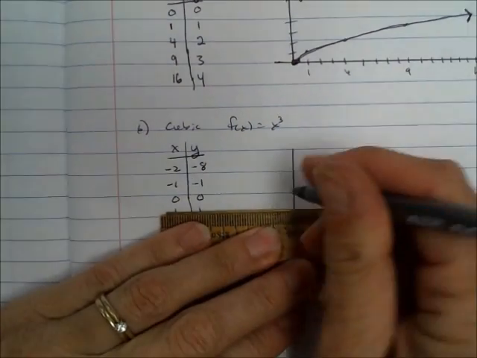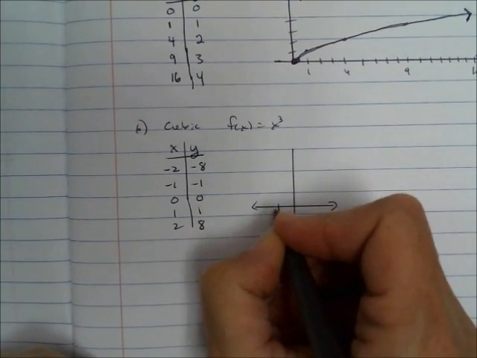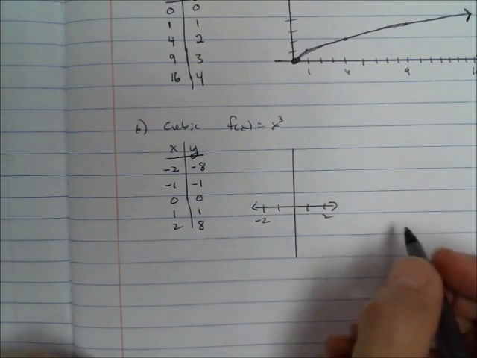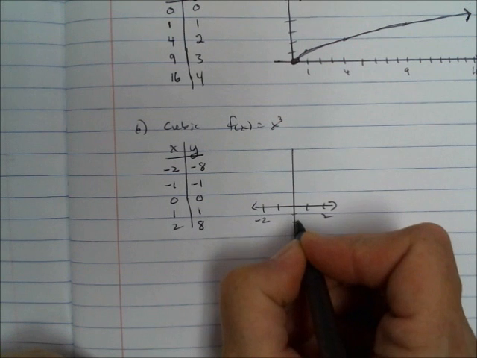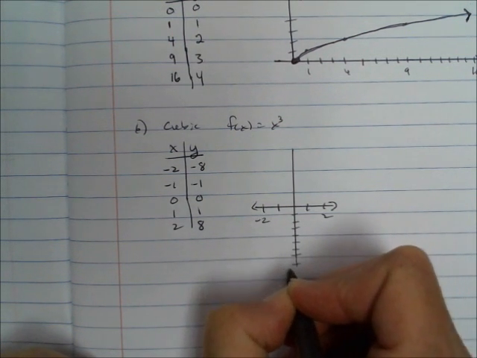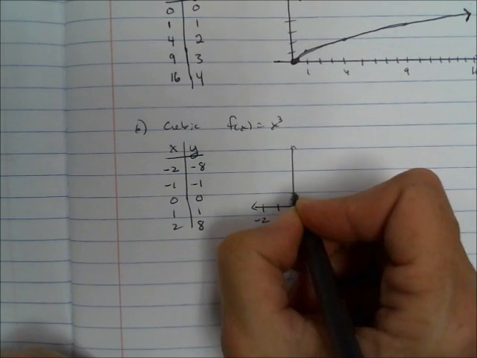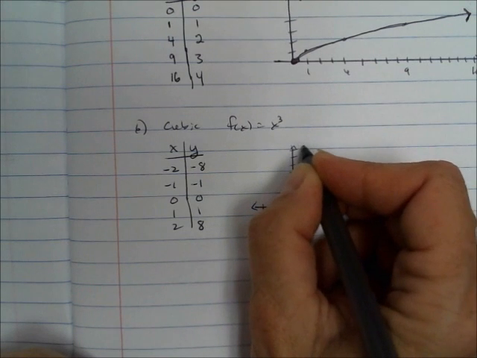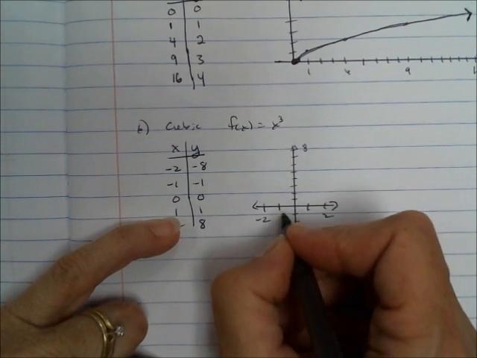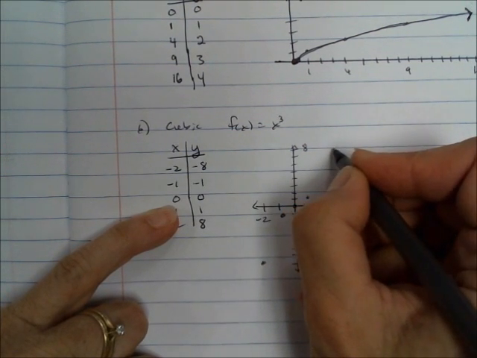Not too many x values. -2 to +2, and then our y values go down to -8. 1, 2, 3, 4, 5, 6, 7, 8. And then up 1, 2, 3, 4, 5, 6, 7, 8. -2, -8 is our first point. -1, -1 is our next point. 0, 0, 1, 1, and 2, 8.